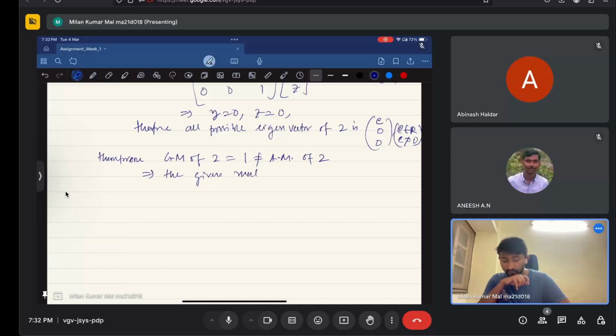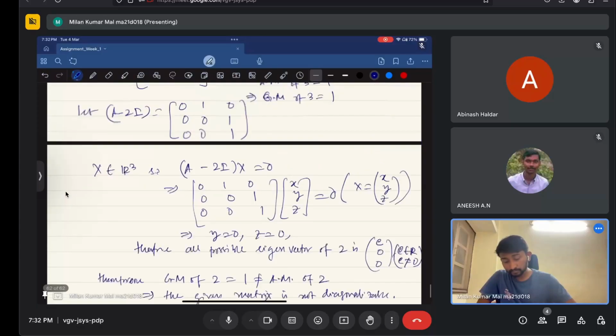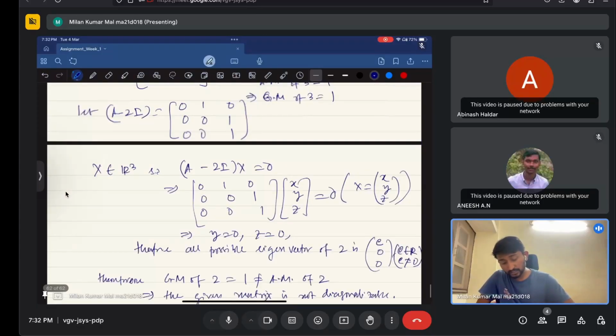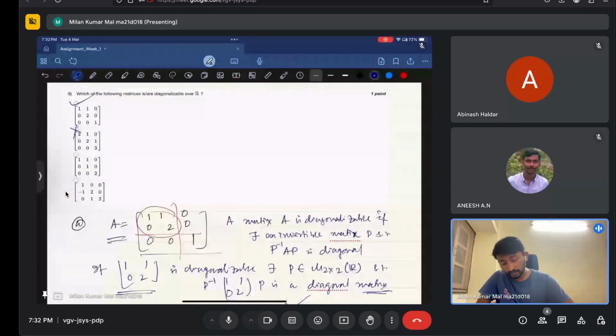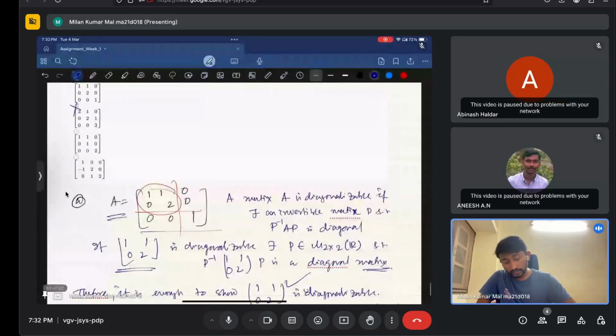You can calculate this in many ways, but this is also one way. The given matrix is not diagonalizable. Okay, so therefore option B is false. Now let's go to option C, that is also not diagonalizable, because one knows that this is something factor, that this will not be. Okay, so let's write this one.